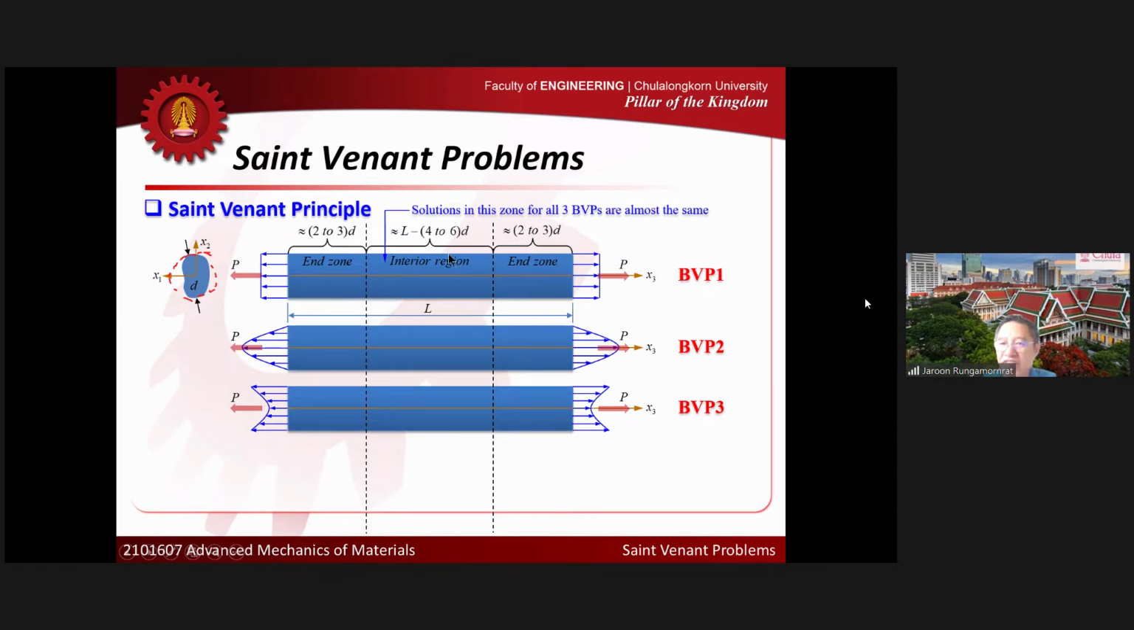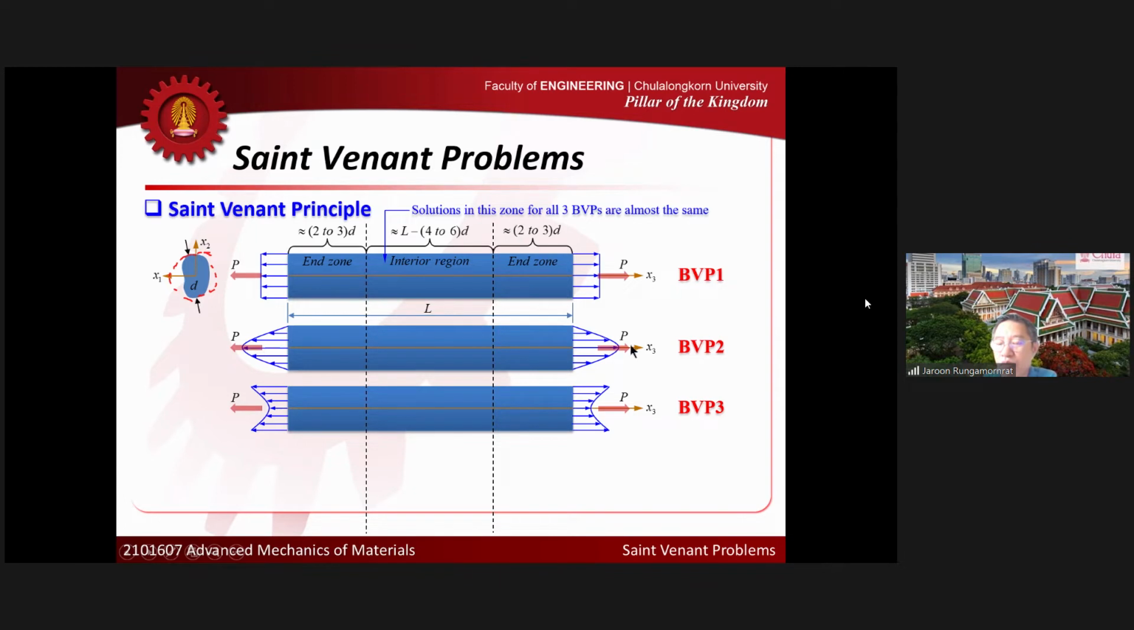I'm not sure that it's clear. Is that clear to you? So Saint-Venant's principle allows you to solve these 3 problems in the same way, if you don't care about the end zone.